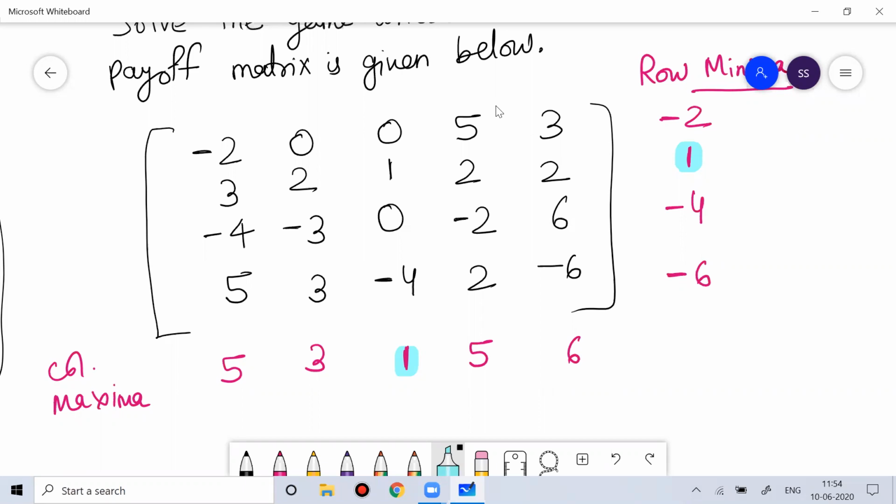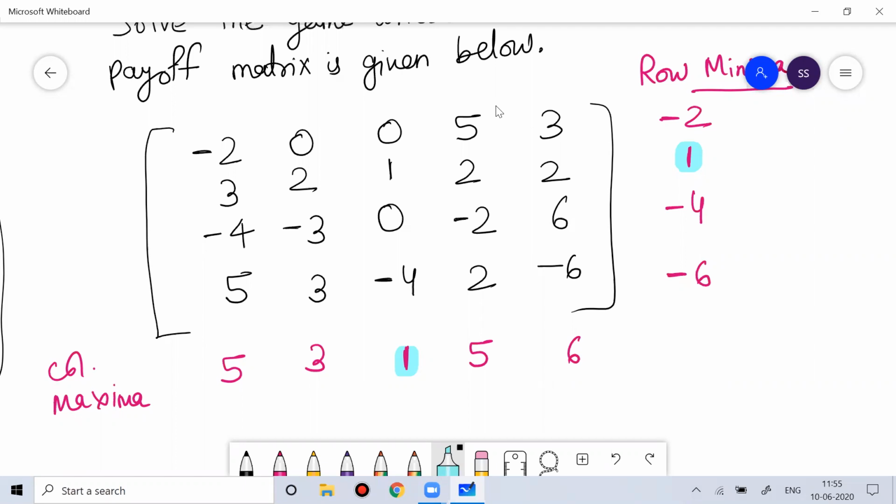So you have to find the row minima. For every row you have to find the smallest element, and that you call the row minima. And then from every column you have to find the greatest element, that is called column maxima.